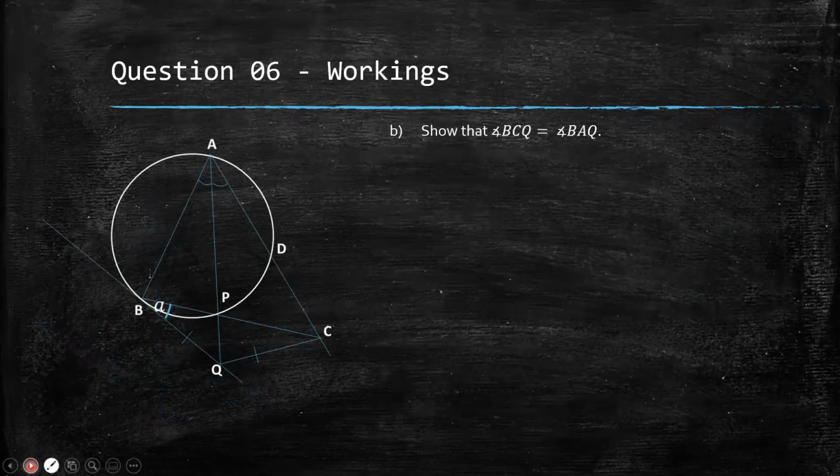Now we need to answer, show that angle BCQ is equal to BAQ. Now, BCQ is equal to BAQ. Here this angle is A. We have shown that this angle is A. Now, BCQ angle is also A. Now we know that triangle BQC is isosceles because BQ is equal to QC. Therefore, these opposite angles will become equal. Therefore, this is A. Therefore, the BCQ angle also becomes A.